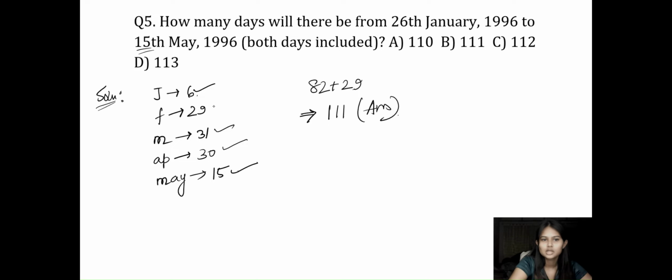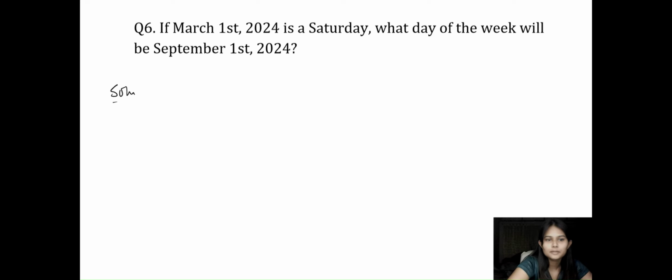If March 1st, 2024 is a Saturday, what day of the week will be September 1st, 2024? Now see, in this question, as I told you, sometimes a reference will be given. Then we will not use the table I just showed you. I will use this reference because it is given in the question, as this might not be the real calendar case. The table is for the real calendar, and when a reference is given, we have to use it. So 1st March 2024 is a Saturday. What day of the week will be September 1st, 2024?